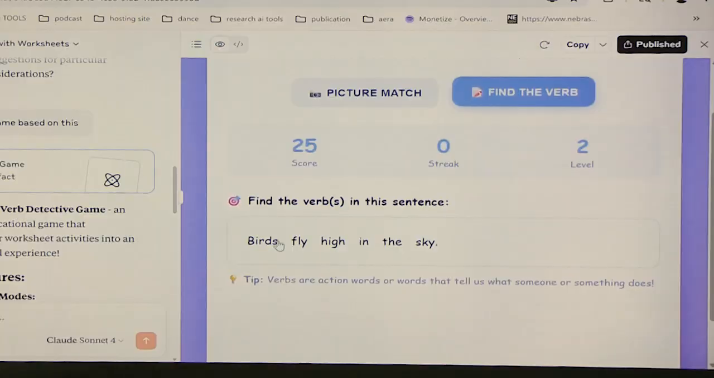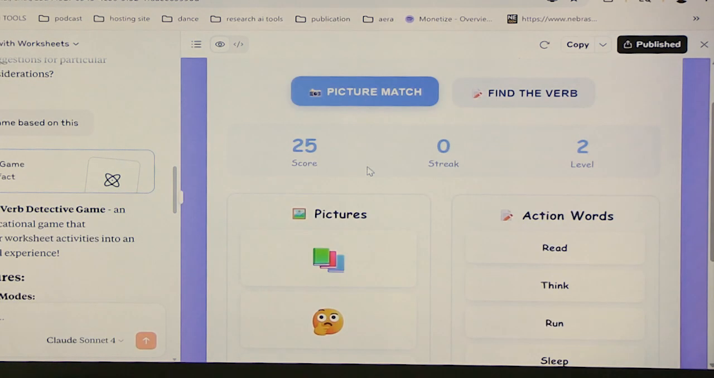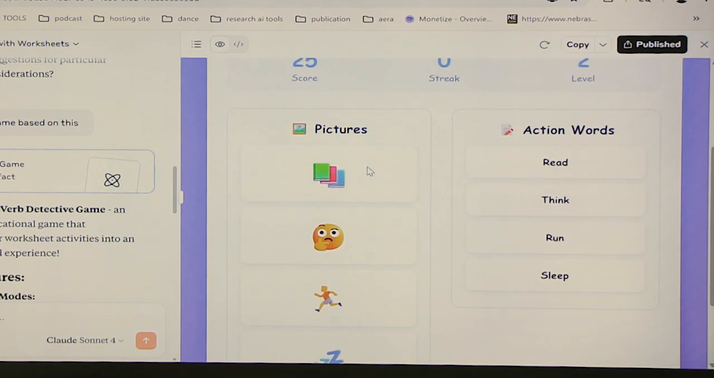So we just launched and already got a working game, but we can tinker with it to make it a little bit better so it does everything that we want it to do. Let's try the picture match. Okay, so you click on picture match. It also takes you to a new round.